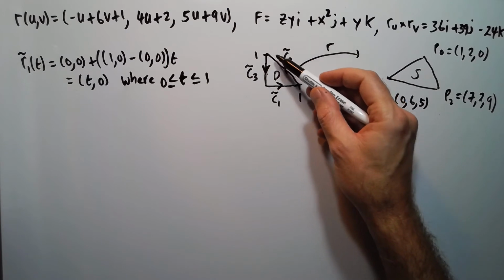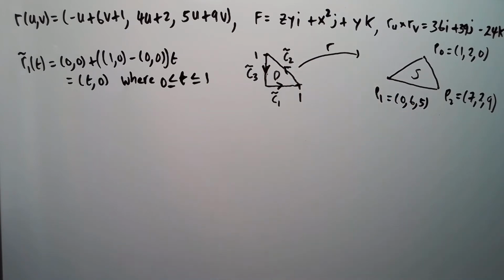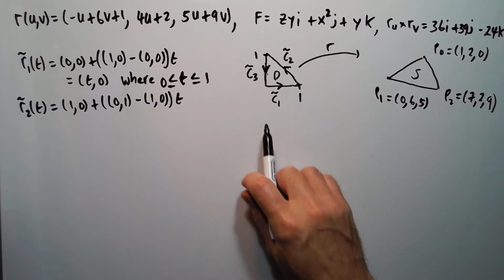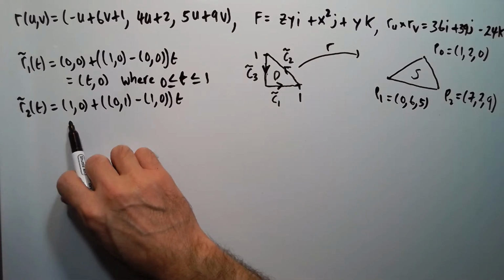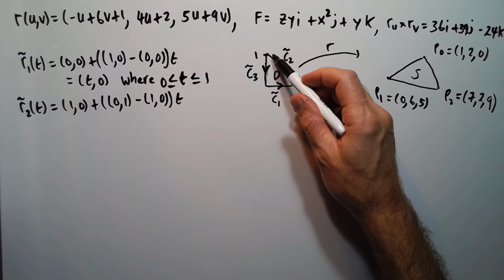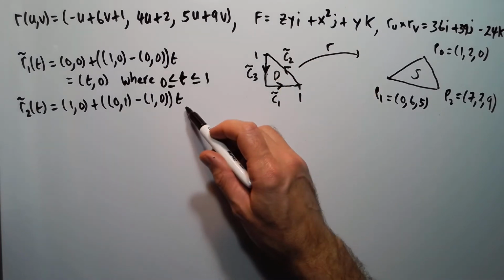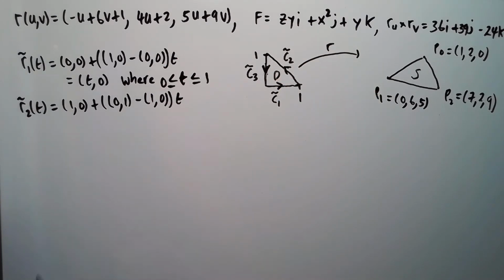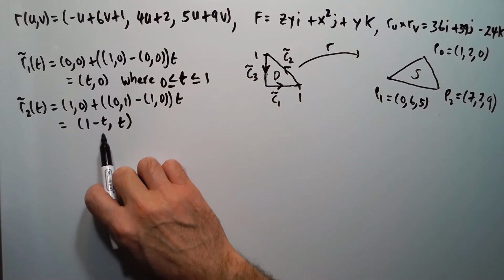Let's do C2 tilde next. Let's call it R2 tilde. So I'll get this then. It'll be my start point, which is (1, 0), plus my end point, which is (0, 1), minus start point, times t. So working this out then, we get (1 minus t, t).